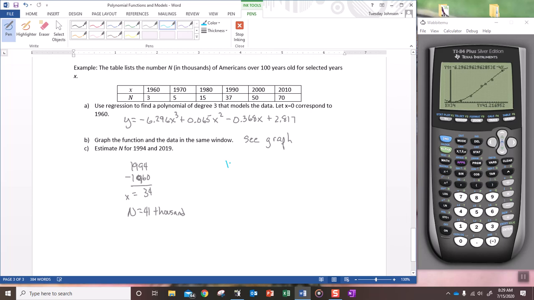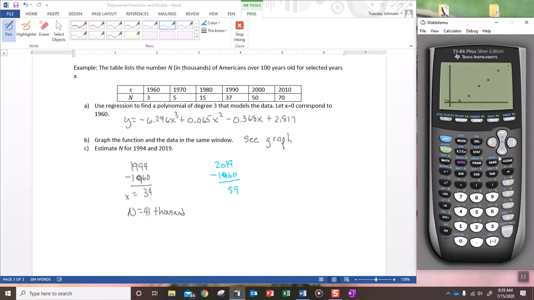2019. Let's see. 2019 minus 1960 is 59 years. If 2010 is 50 years, then 2019 will be 59 years, right? So I will need to expand my window a little bit because my window only goes up to 55. I'm going to take it up to 60.